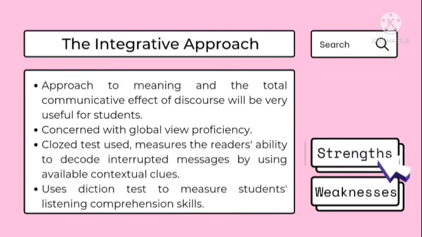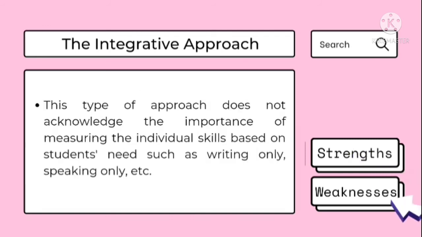And lastly, dictation. Another type using this approach was regarded solely as a means of measuring students' skills of listening comprehension. Moving on to its weaknesses, even if many think that measuring integrated skill is better, sometimes there is a need to consider the importance of measuring skills based on students' needs, such as writing only, speaking only, and so on.